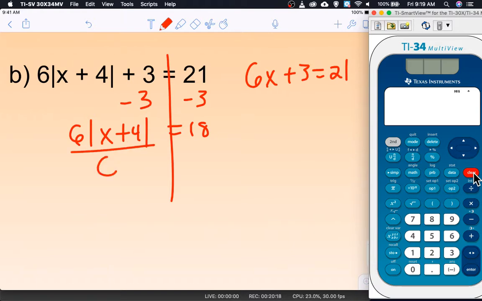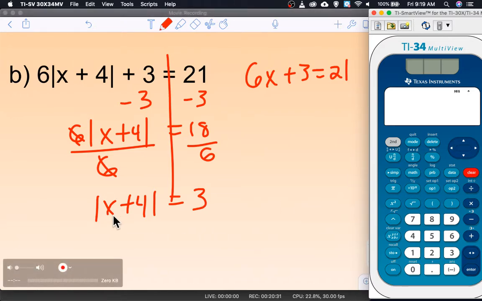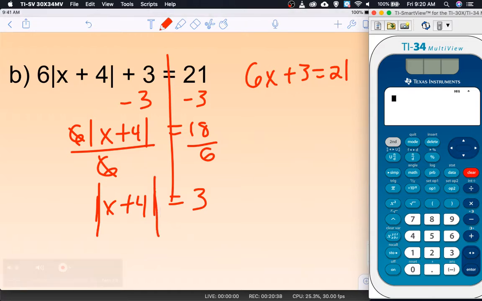I'm going to divide by 6 on both sides. I'm getting rid of the stuff on the outside of the absolute value. Now, we're going to separate. Now, make sure you understand that this is not a 1. This is not 1x plus 41. These are absolute value bars. Usually I try to make them really much taller, so they're definitely not 1s.